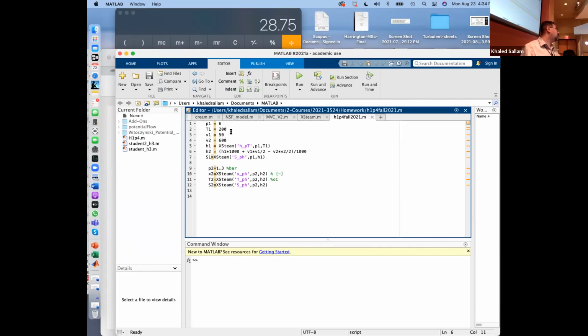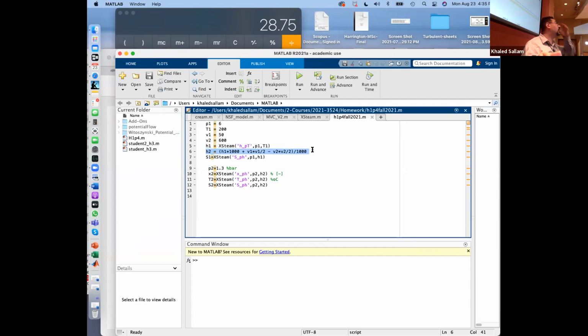Because that's what the people who wrote the XSteam code decided. So we have to follow their ingredients. If we want to make their cake, we have to follow the ingredients, right? The same thing goes for a lot of engineering handbooks. They will have weird units, but you don't have a choice. If you want to use the formula or the design table, you just have to follow the recipe, right?